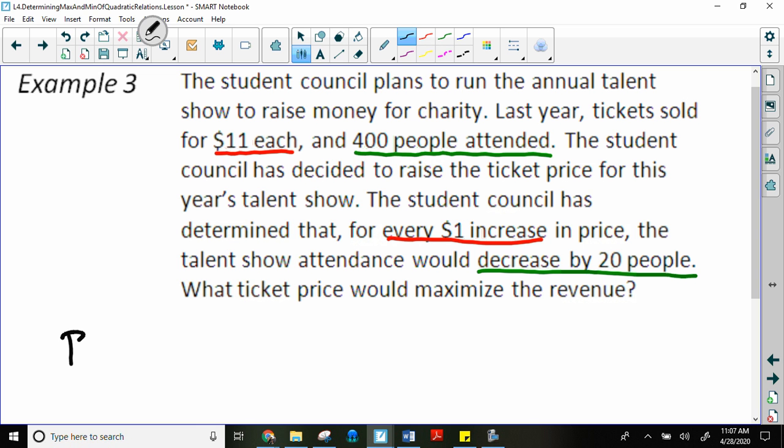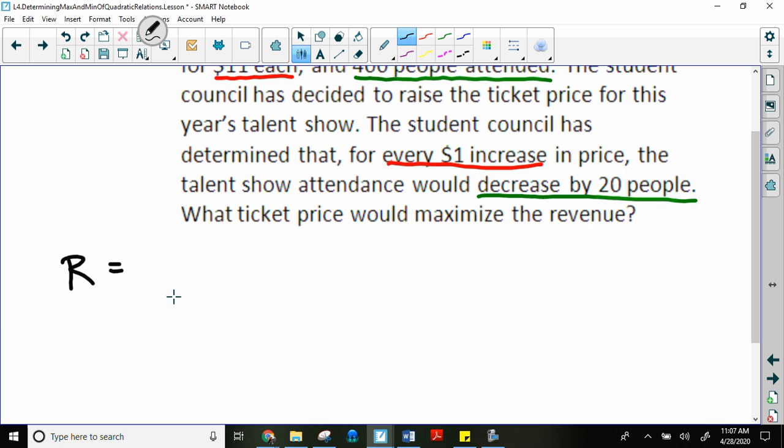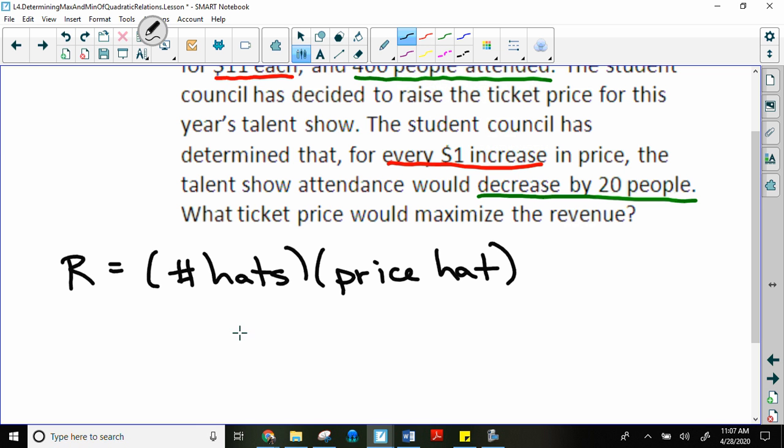If I were going to ask you, how much money would you make if you sold 20 hats for $10 each? You would take the number of hats that you sold and multiply it by the price per hat. And that would give you your total, or your revenue. Now, obviously you'd say, well, I put some money into it, so I'm going to take back my cut. That's my break even point, and then this is how much I made in profit. But revenue just means the total amount earned.